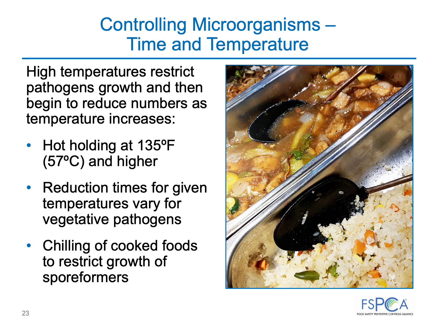Pathogens typically grow at temperatures up to 135 degrees Fahrenheit, 57 degrees Celsius. So, holding hot foods above this temperature limits growth of microorganisms. As stated earlier, spore-forming bacteria, such as Bacillus cereus, can be activated with a cooking step, but chilling of cooked foods can restrict its growth and possible toxin production.